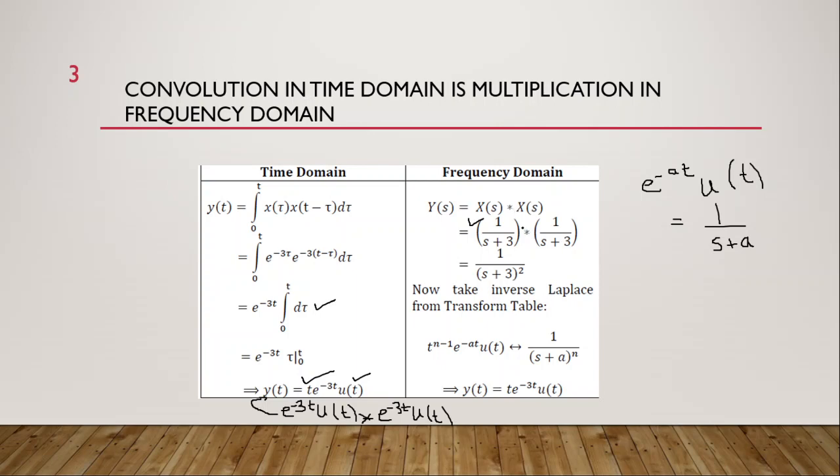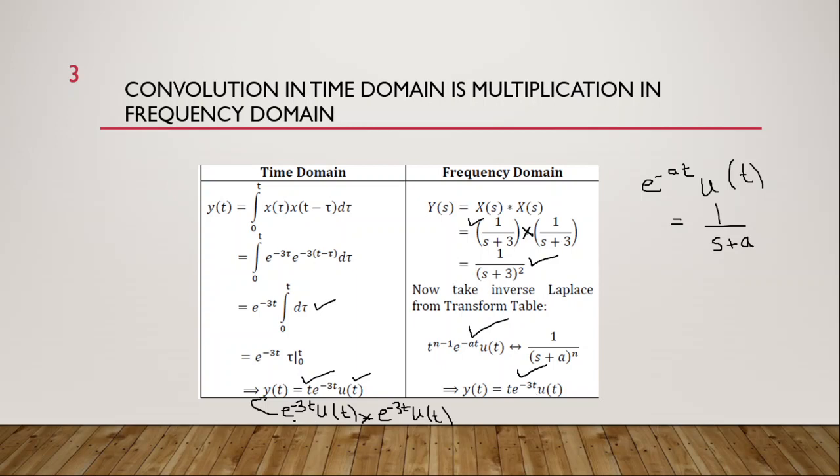We are convolving these two signals, so in frequency domain we only have to multiply them. I can replace this with multiplication and we get 1 divided by s plus 3 whole square. After that, I can take the inverse Laplace transform using the formula, and I will get this equation. If you see, we have the same result as we had in time domain.